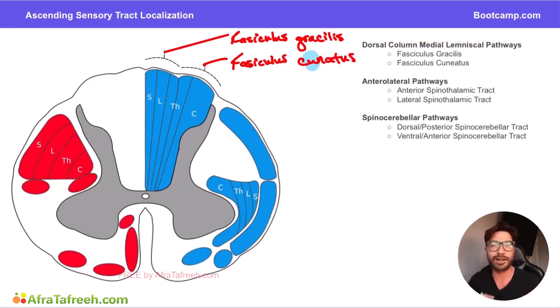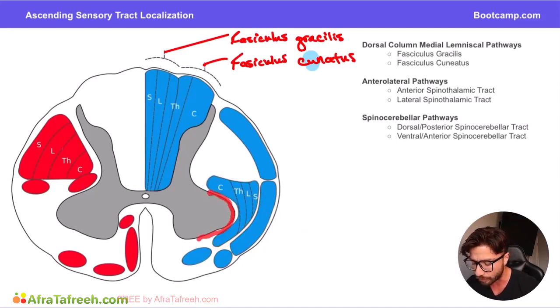Now let's identify our anterior lateral pathways, and these might be new terms to you. These are the spinothalamic pathways. So the anterior lateral and spinothalamic, those are synonymous pathways, and there's two of them. We have an anterior spinothalamic pathway and a lateral spinothalamic pathway. Now, the lateral spinothalamic pathway is going to be found right here, and you can see it's just cupping the lateral aspect of the ventral horn.